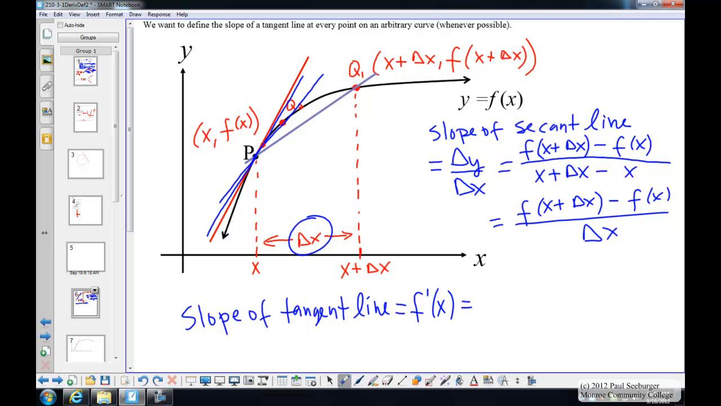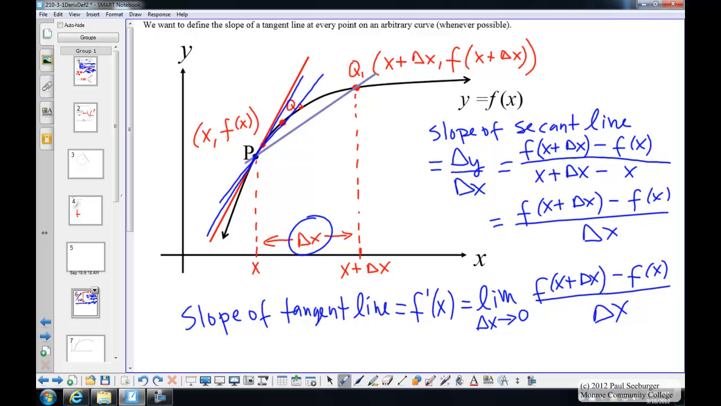is equal to, what are we going to do here? Making change in x go to 0. What's that called? A limit. A limit as what changes? Delta x goes to 0 of this expression, f of x plus delta x minus f of x over delta x. We're taking a limit of the secant line slope as delta x goes to 0 to come up with the exact value of the tangent line slope, which is our derivative value at x.